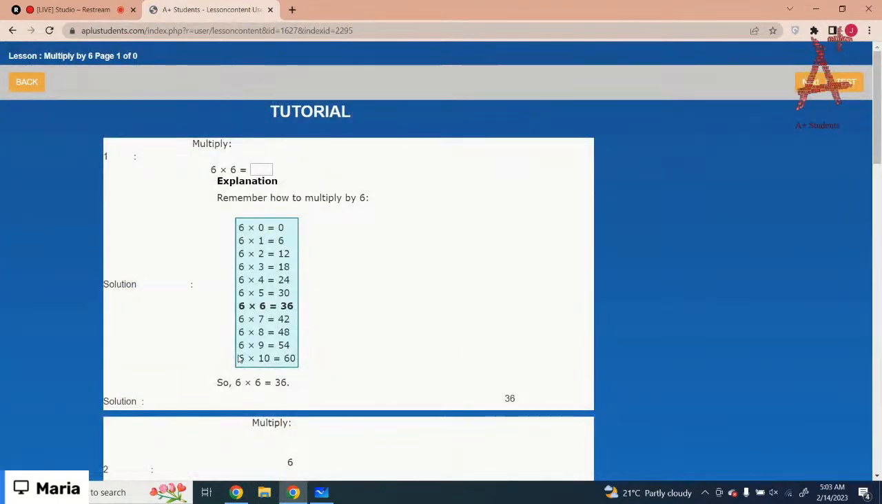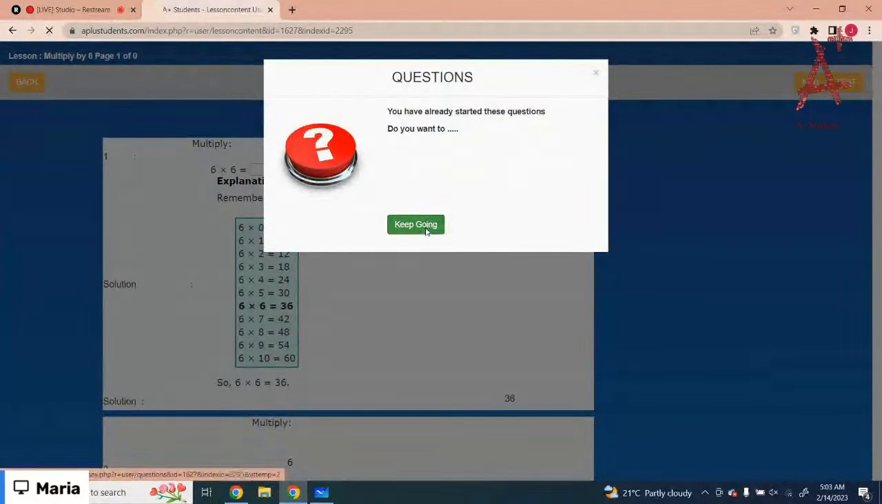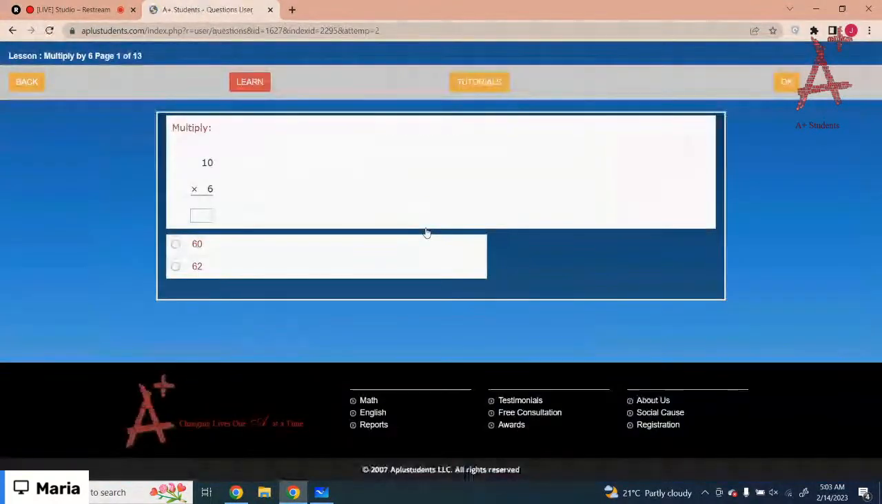Okay, let's start with the test questions. Please make sure whenever you are working on multiplication, you are perfect with the tables. Got it? The first one is 10 times 6. 6 times 0 is 0 and 6 times 1 is 6. So 10 times 6 is 60. The correct option is 60.